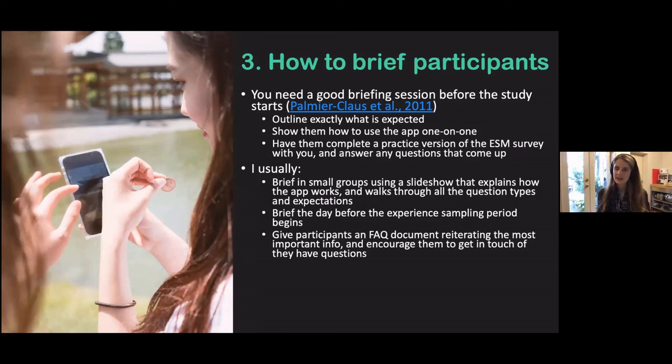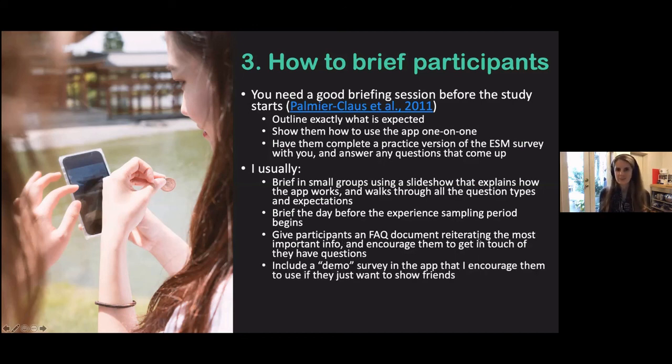And I also have an FAQ document. When I was doing testing in person, we would hand out a copy of that as well as giving them a link. Online, we just have a link that we send in the first email. And this reiterates the most important information and encourages them to get in touch if they have any questions.